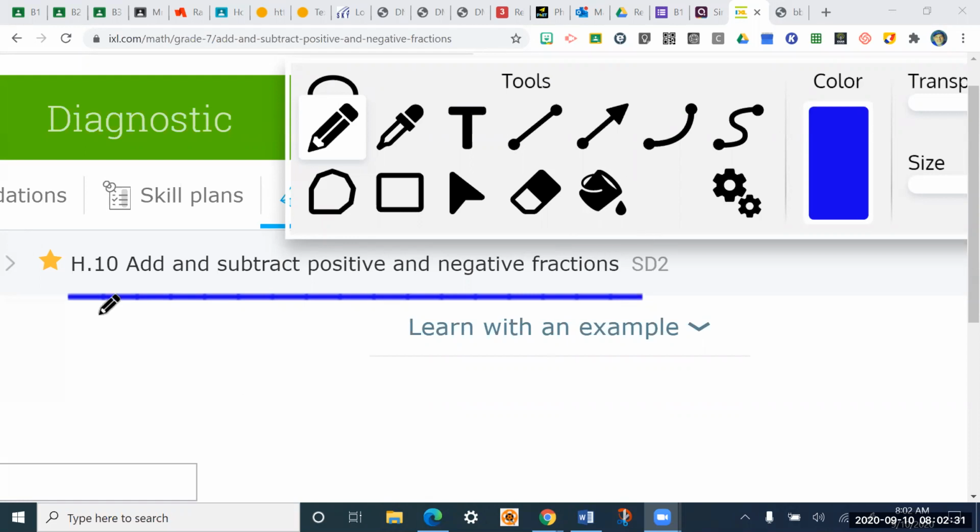So today we're doing 7th grade H10, add and subtract positive and negative fractions. Now we've already worked with turning mixed numbers into improper fractions and improper fractions back into simplified mixed numbers, whole numbers, and their simplified fractions and such. So we've had all that practice. Now we're going to throw the positive and negative numbers in there.